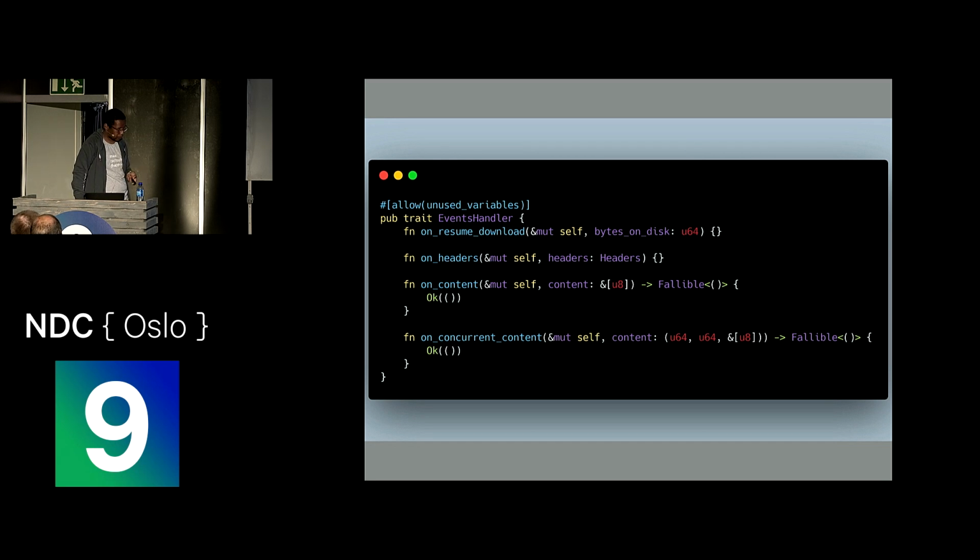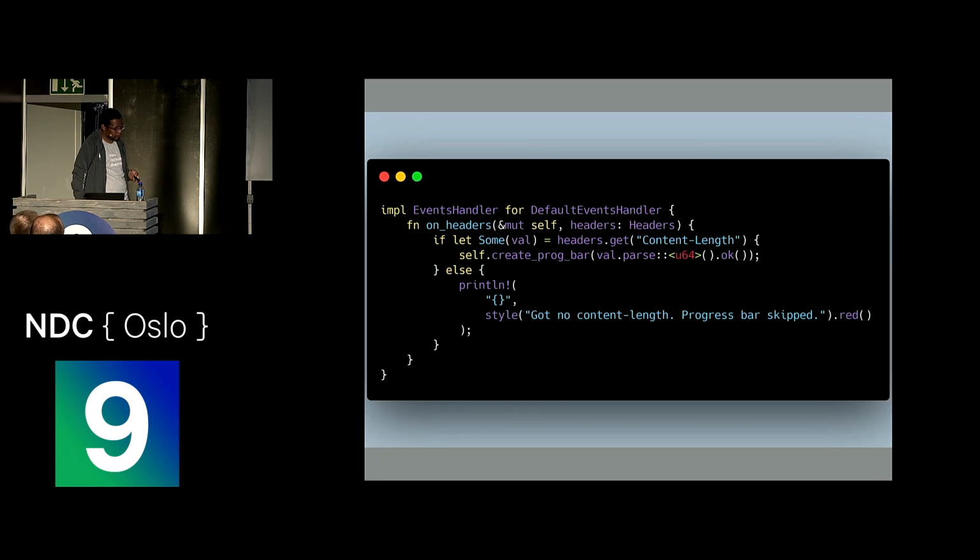So this is a trait. Then here is an idea of how you implement it. You simply say we're implementing this trait for this struct somewhere, and then you can just override one of the methods. The main thing is that you just maintain the signature. In this case, this is code from a file downloader. So when we get the headers, we create a progress bar based on the content length.